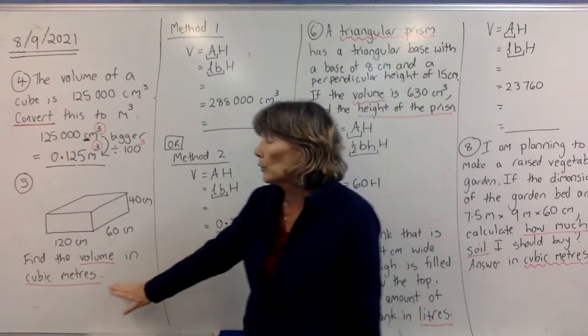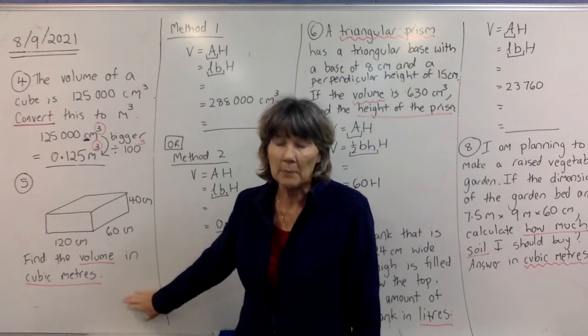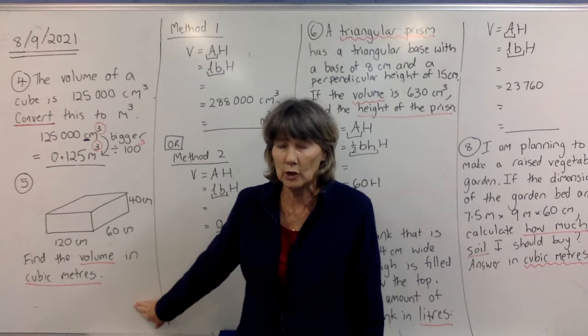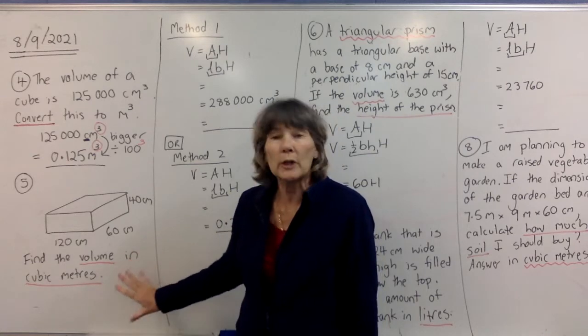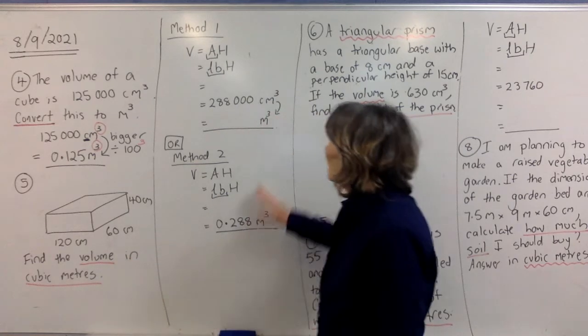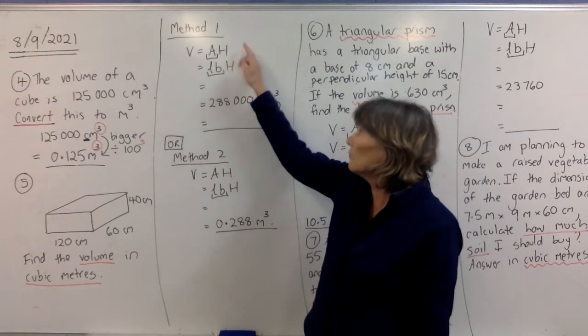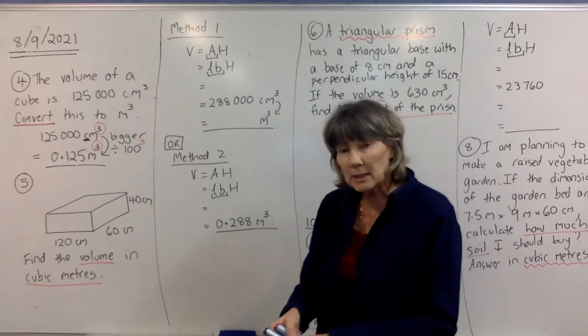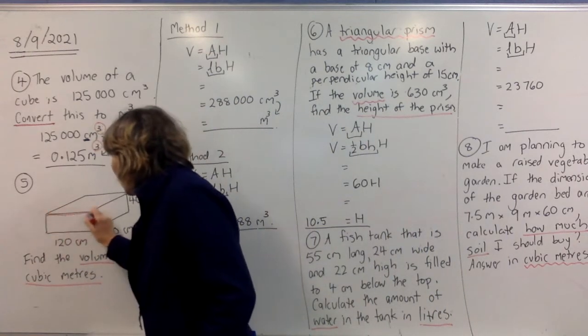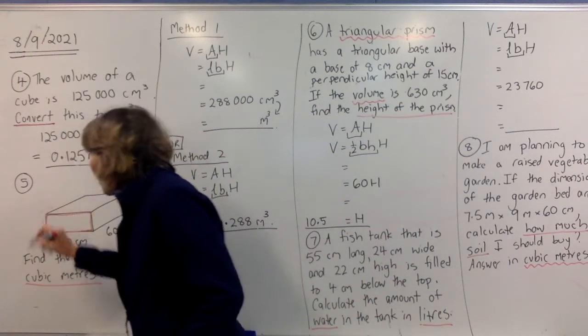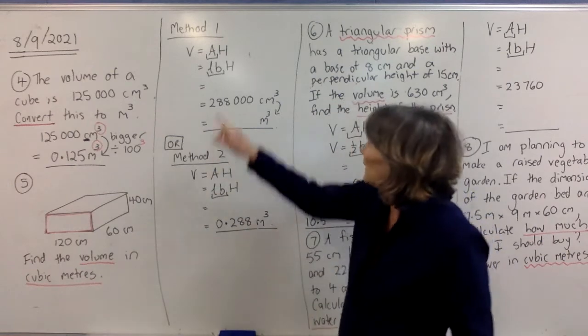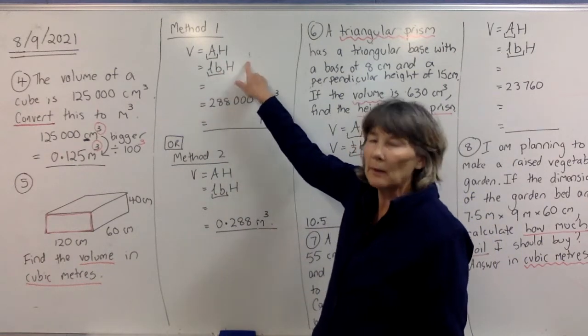Okay, looking at number 5, we're finding the volume of this solid or this shape in cubic metres. Make sure you read what they want the answer in because it can make a big difference to how you do your question. So we're going to do this question with 2 different methods. In the first one, we're going to start with our volume of a prism formula, V equals AH. We can see that we have a rectangular base here, so we're going to put A equals LB in that spot and keep our H here.